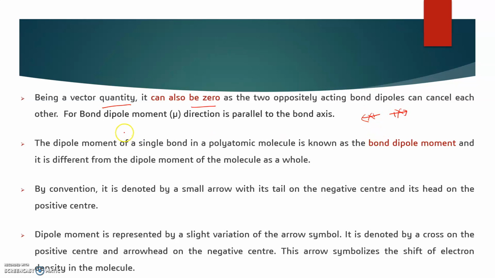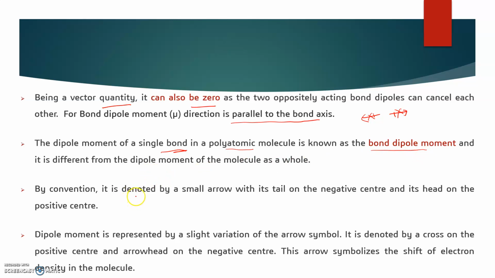Also, the direction of the dipole moment is parallel to the bond axis. So wherever there is a bond axis, it is parallel to that particular bond axis. Consider a single bond in a polyatomic molecule, a molecule that has many atoms. For a particular bond in that polyatomic molecule, the dipole moment in that bond is known as the bond dipole moment, which may be different from the total dipole moment of the molecule.